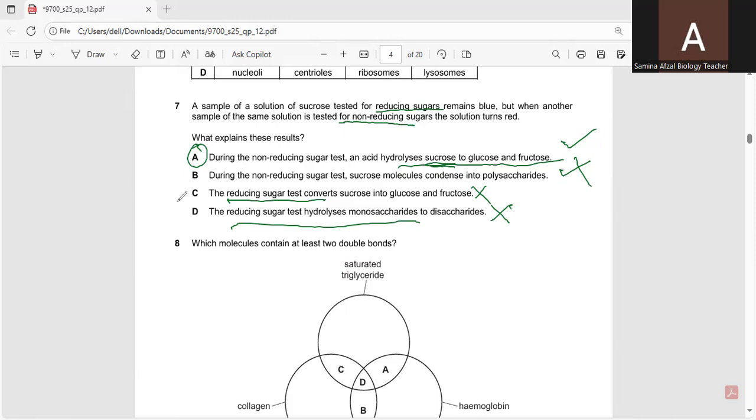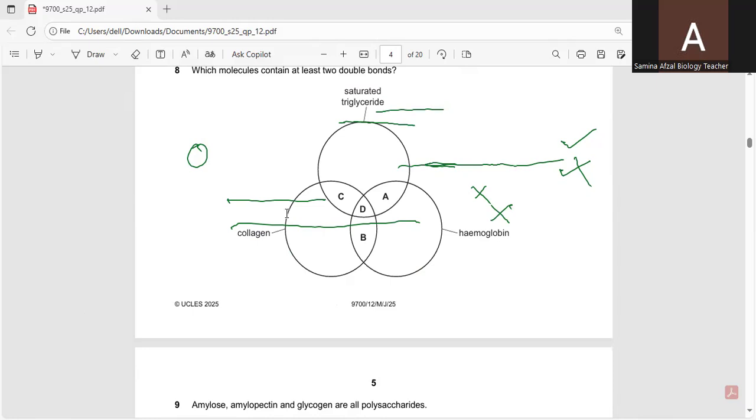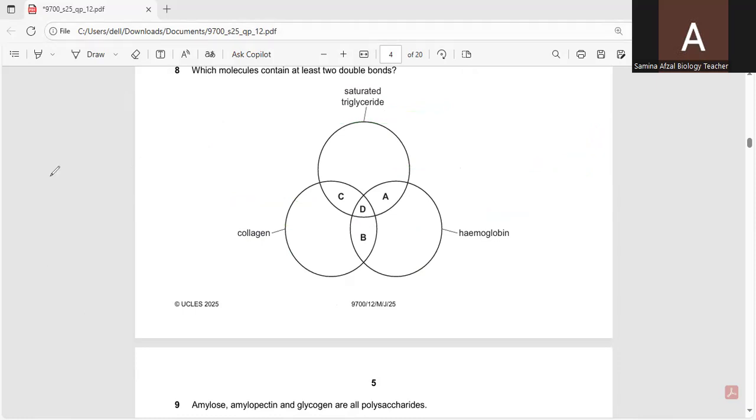Now we are going to move towards the next question, number 8. Question number 8 is, which molecule contains at least two double bonds? They have given us three. Saturated triglyceride. Saturated triglyceride means there is no double bond. There will be no double bond. Hemoglobin, again, it doesn't have any double bond. Collagen, they don't have the double bonds inside.